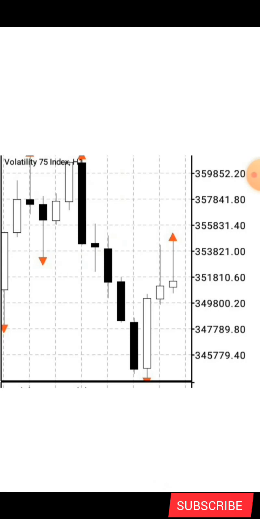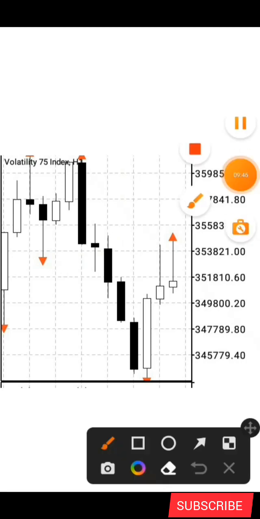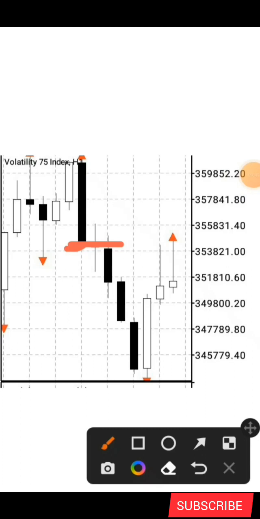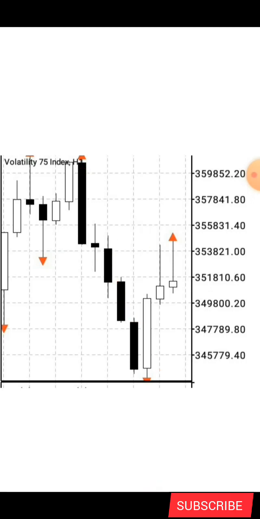So what you ought to do now is to take an entry immediately that candle closes. You don't enter immediately you see it forming. You wait for it to finish closing. Immediately it closes, that's when you should enter. So you enter from this point and then you ride the trend down. So that's the second candlestick pattern I look for in the market.